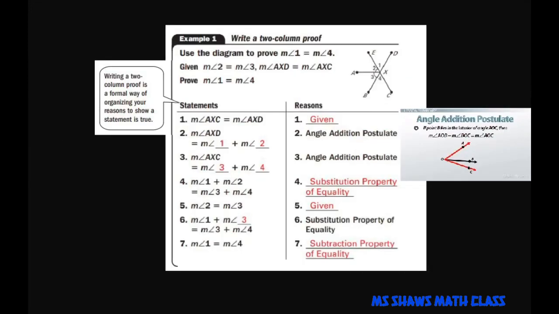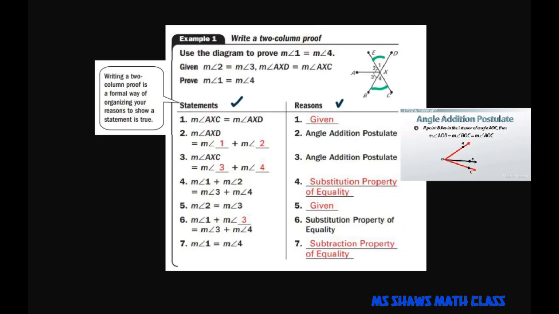So, for example, we have two columns here, and we are going to prove that the measure of angle 1 equals the measure of angle 4. So these two angles here. And the given information is saying the measure of angle 2 equals the measure of angle 3, and the measure of angle AXD equals the measure of angle AXC.